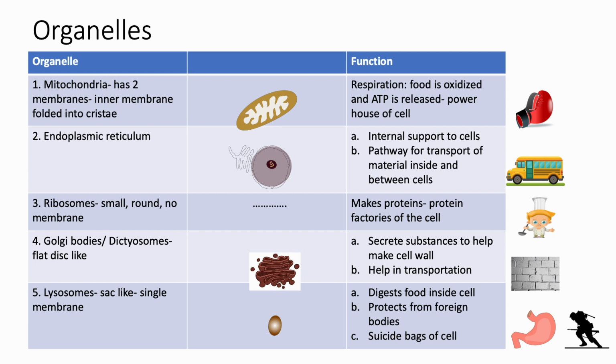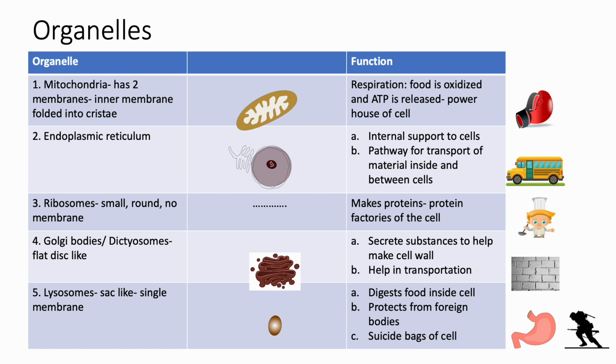The ribosomes, they are small and round and they don't have a membrane. They are sometimes attached to the endoplasmic reticulum and sometimes they are free. That's why the endoplasmic reticulum could be rough. When you look at it, it looks very rough. You know why? Because there are little ribosomes sitting on it. Otherwise, it can be called smooth endoplasmic reticulum, but it doesn't have ribosomes attached to it. Now, what do these ribosomes do? They are the kitchen of the cell and they make the protein. So they're protein factories of the cell.